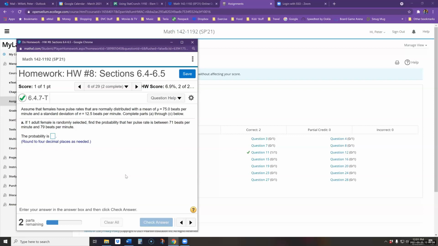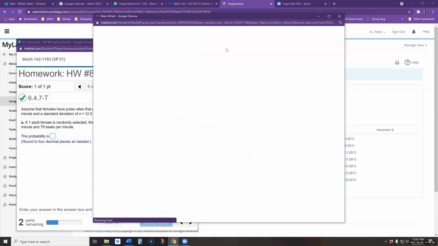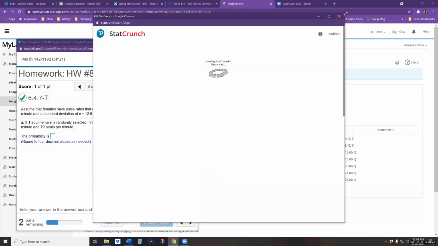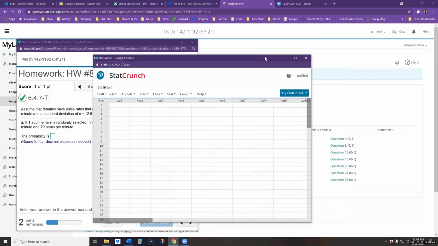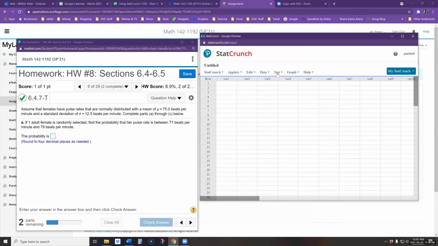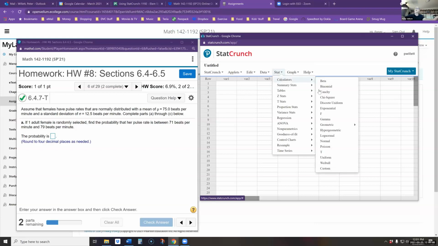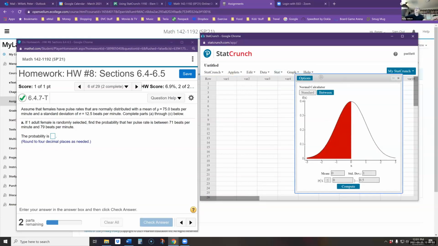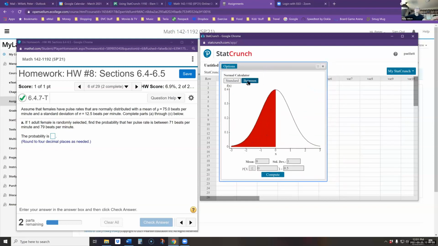We use the normal calculator from StatCrunch and put in the mean and the standard deviation and go into between to put in the between values that it should be. Going to Stat, Calculators, Normal. There's the normal calculator he was referring to. And he says go to between. So I'm putting in between. So that's exactly right. Thank you.